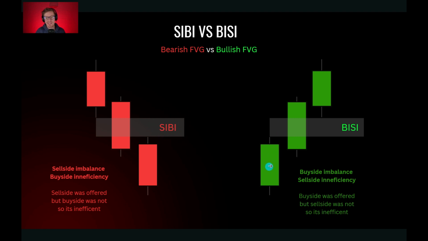And if we get this buying action to the upside with a strong momentum and displacement, it creates a gap, this is called a BISI. So a BISI just refers to buy side imbalance and sell side inefficiency, and a SIBI refers to sell side imbalance and buy side inefficiency.